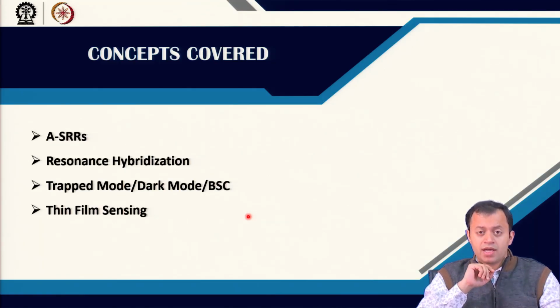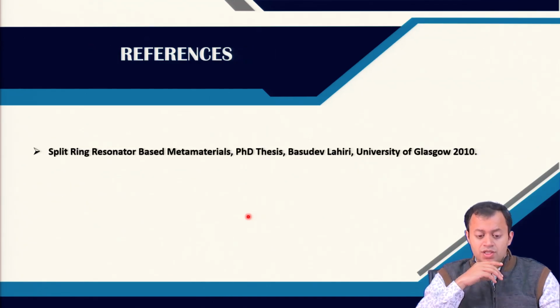So, this is where I stop for today. These are the concepts that I discussed: trapped mode, dark mode, bound state in the continuum. They are not the same, they are slightly different from one another. I want you to explore what the subtle differences are between each other, and I have shown you thin film sensing. Okay. So, this is again my reference. For those who are enthusiastic, download. This is available free of cost from University of Glasgow's library as a PDF file. Just download it and go through it and think what else you can do about it.